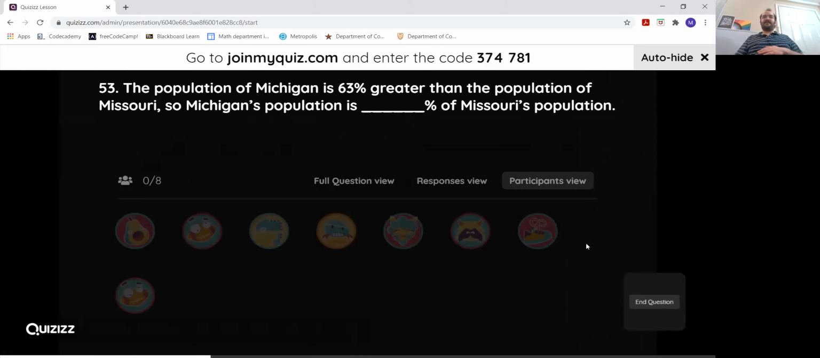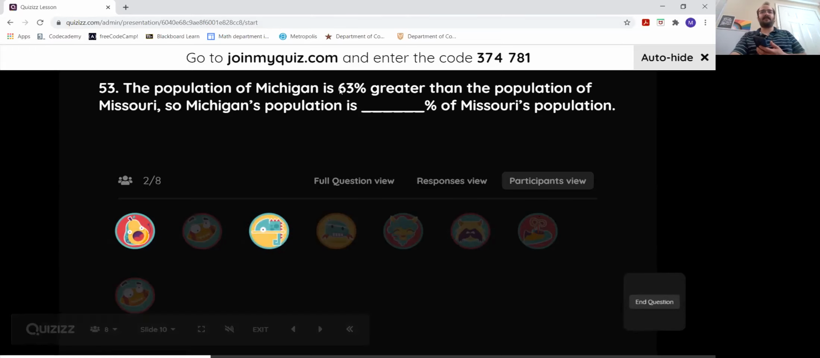The population of Michigan is 63% greater than the population of Missouri. So Michigan's population is blank percent of Missouri's population. This is a vocabulary thing that we talked about in the notes. But this is the comparison of percent greater than versus percent of. So how do those things relate?